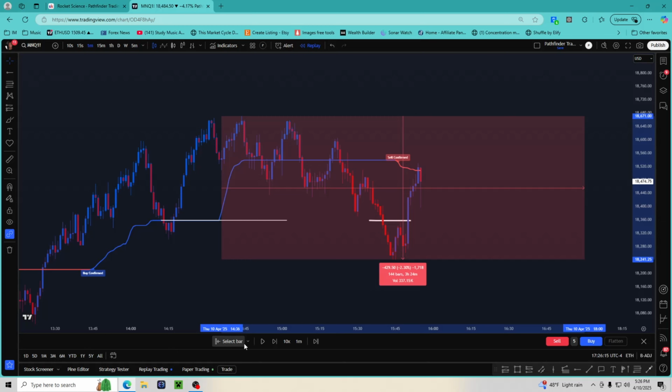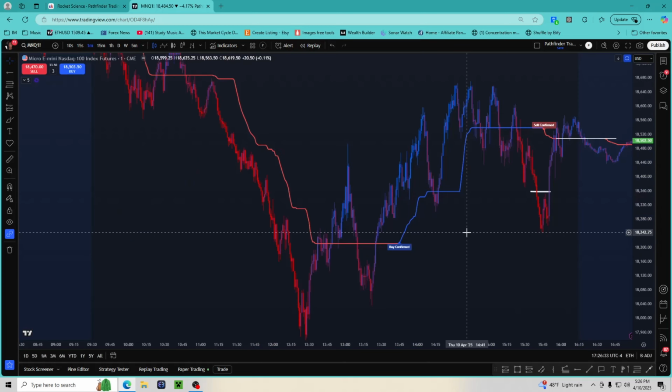So let's exit out of this completely so that we can see. Let's take a look at this level right here. This might be a deeper pullback. Let's see what this looks like.